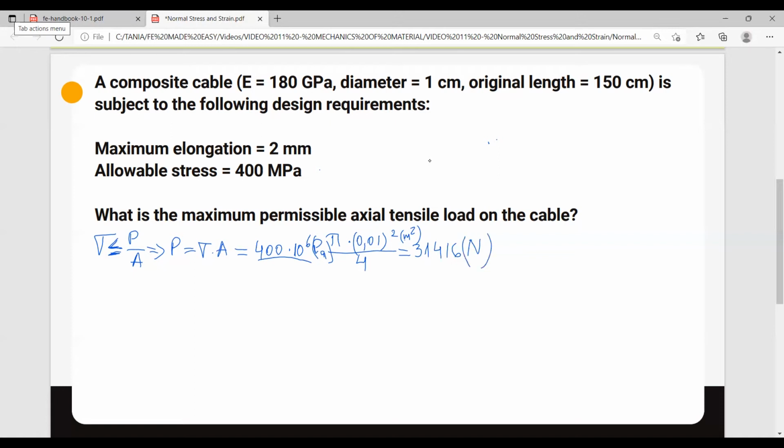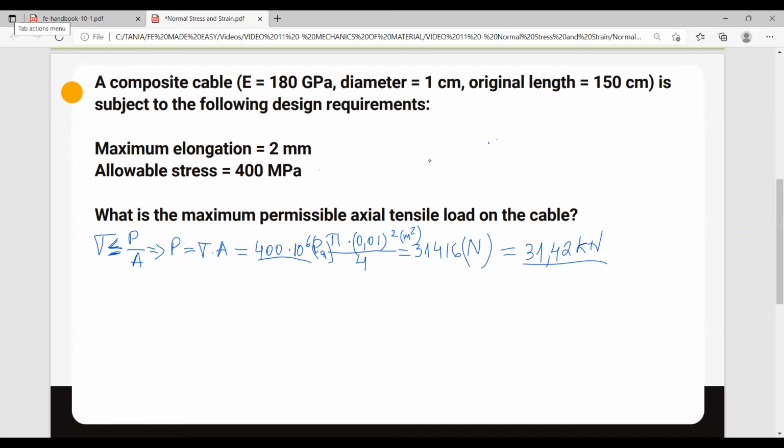I hope that's clear. Now, our maximum load is 31,416 newtons. Let's transform this into kilonewtons. I'll have 31.42 kilonewtons. So this is the maximum load allowable due to allowable stress.